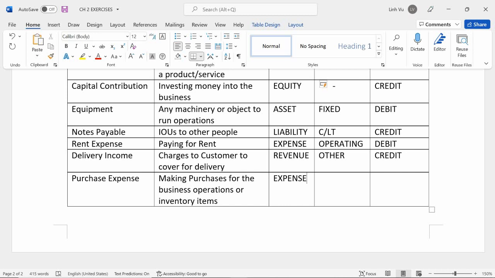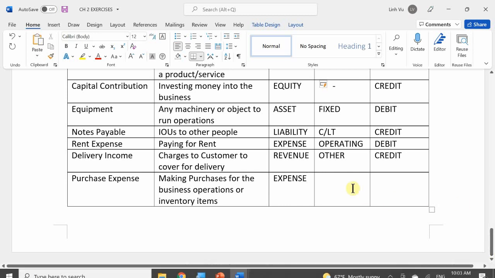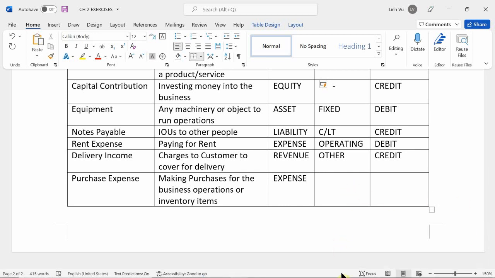So that's one of the accounts you're going to be using in order for you to increase your assets. So in this case, this is when you're making a purchase for the business, and it's an expense. Now, what kind of expense would this be?